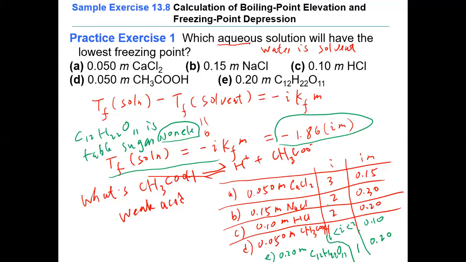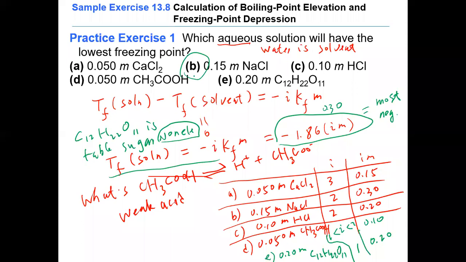It depends on the number of i times m. So which of those substances has the largest? If you see, the largest one is 0.3 here. So if you take 0.3 here and multiply, you will get some number. That will be the most negative. So the answer is this, right?